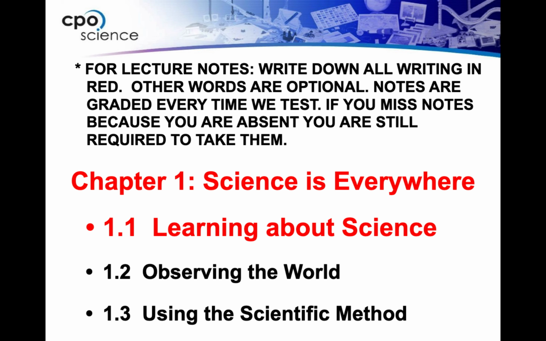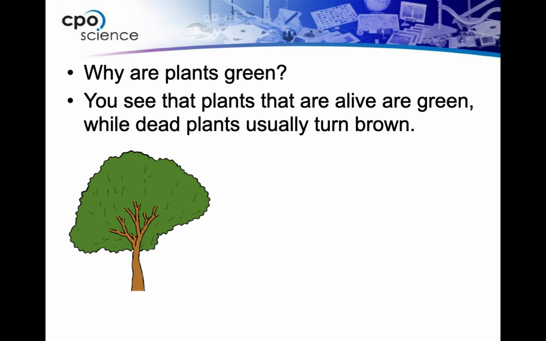So Chapter 1, Science is Everywhere. In Section 1, we're going to be reviewing a little bit about learning about science. In Section 2, some basic fundamentals of the scientific process, and then later on in the chapter, Section 3, we're going to be talking about the scientific method. Science is an orderly way of answering questions, is really all it is.